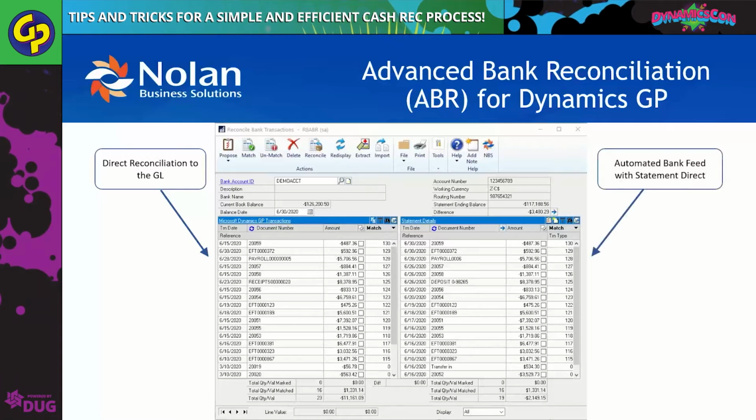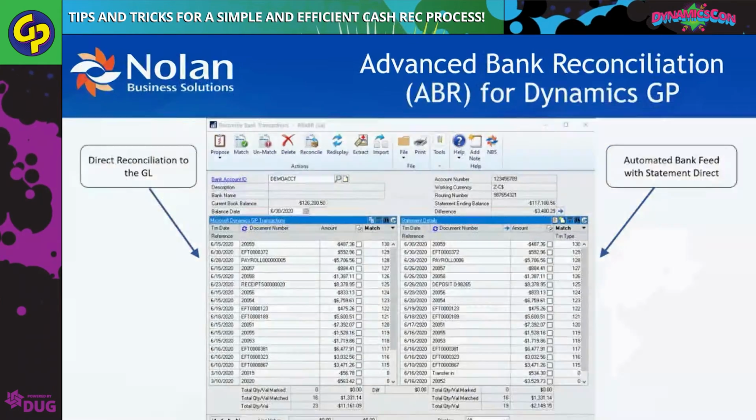Then on the bank side, as mentioned previously, we offer superior import options, including an automated bank feed with Statement Direct and Nolan Cloud Services.